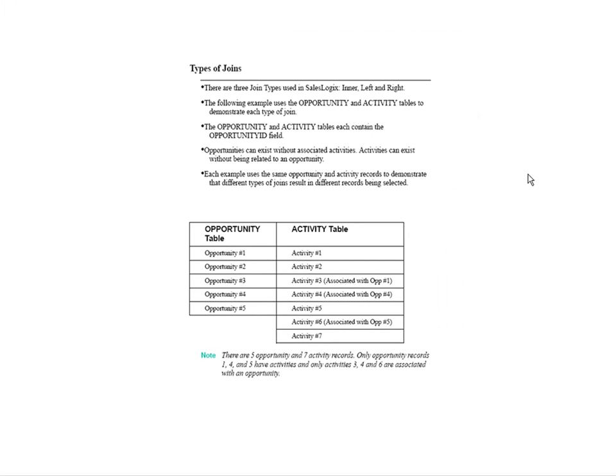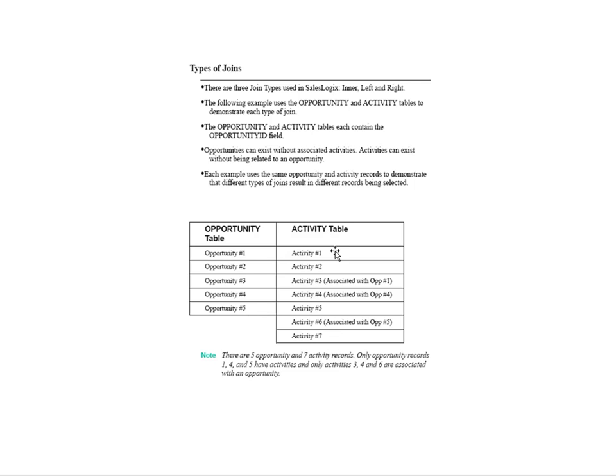Here we have three different types of joins that we can have. We have an inner join, a left join, and a right join. In the example I'm showing you here, I'm going to be using two different tables, the opportunity table and the activity table. Each one of these tables contain the opportunity ID, so they can be joined together with the opportunity ID.